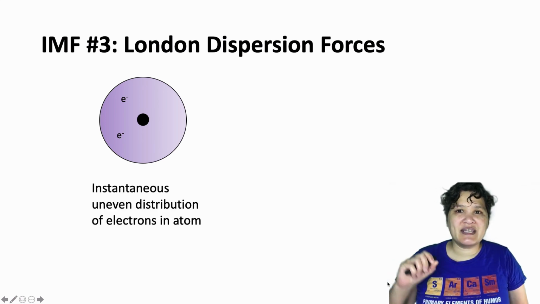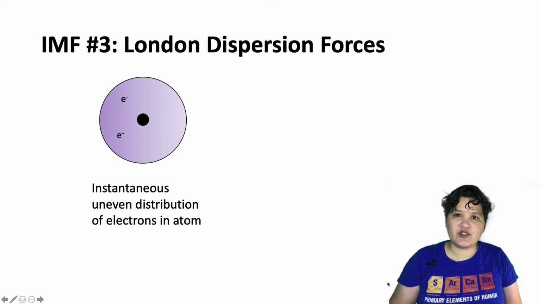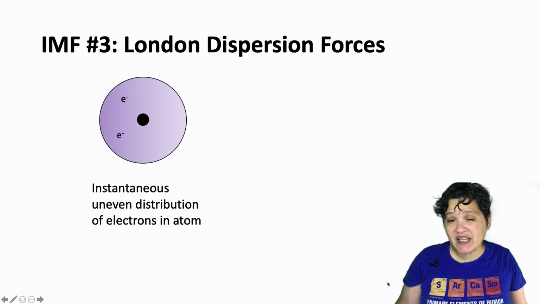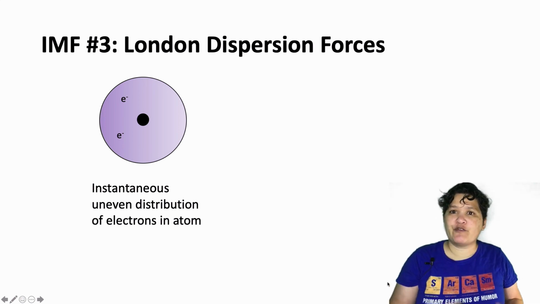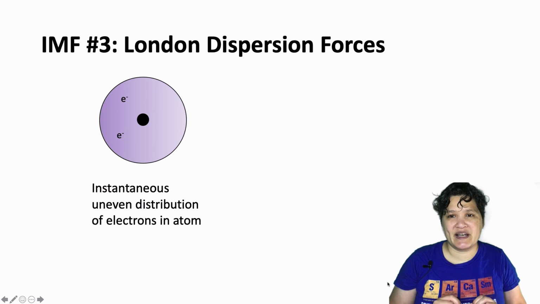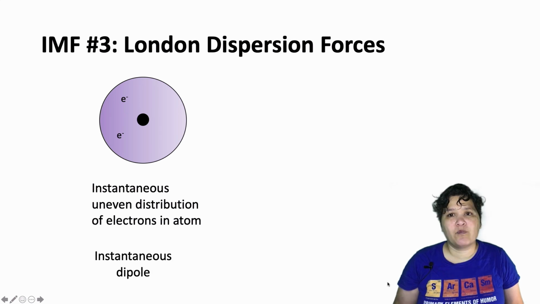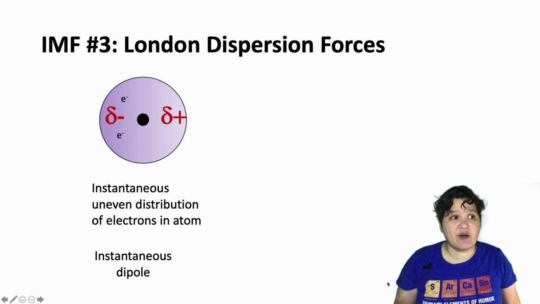This is an instantaneous unevenness in the distribution of electrons. It's instantaneous because those electrons don't just sit there on one side. They keep moving. Electrons move very quickly. But while they're over there for a short time, we're talking like nanoseconds, picoseconds maybe even, we're going to have what we call an instantaneous dipole, where we have a small negative charge on one side of the molecule and a small positive charge on the other side of the molecule.